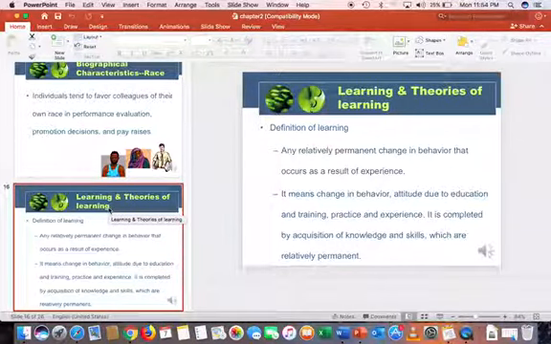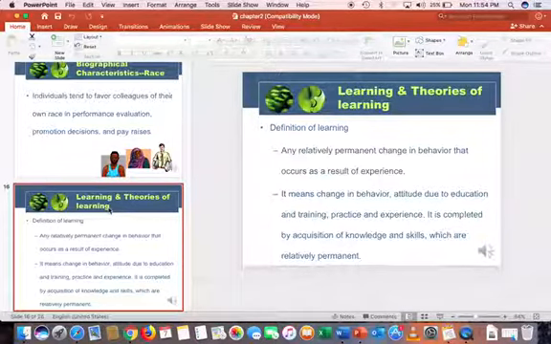We come to learning and the learning theories. What is learning and what are the theories? The definition of learning is that it is a relatively permanent change in behavior that occurs as a result of experience. It means that there should be a change in behavior, and it will be as a result of experience.